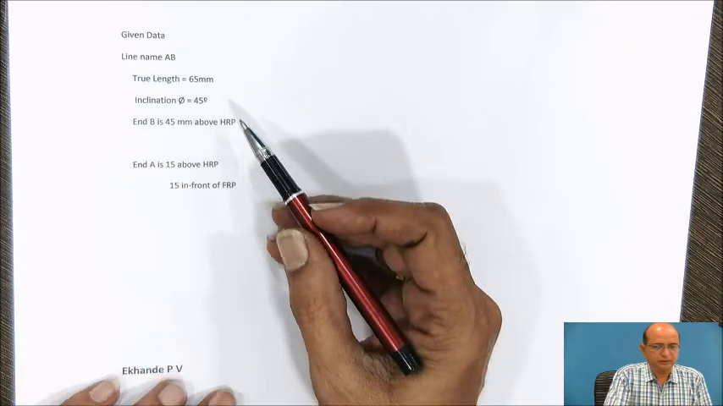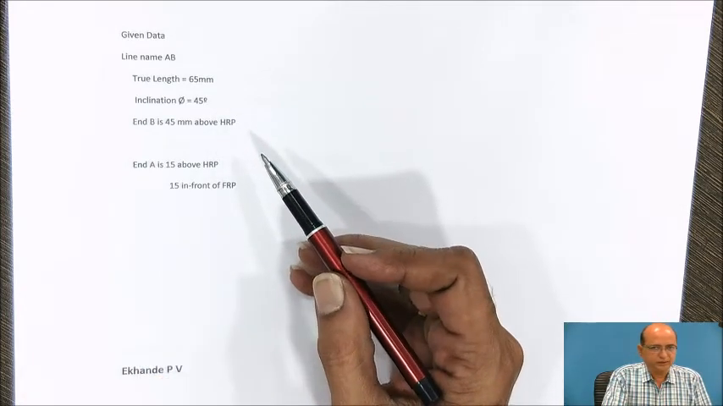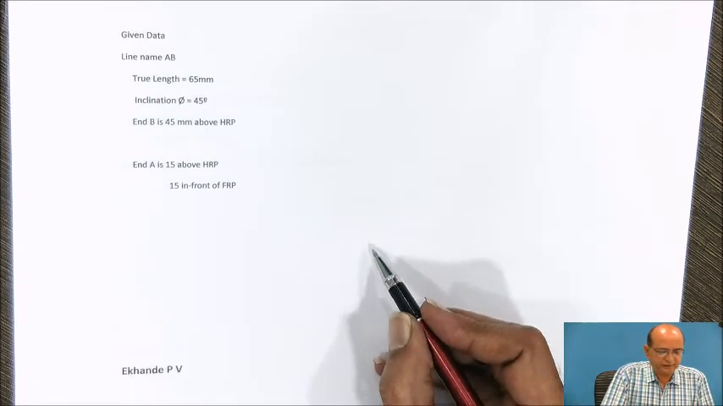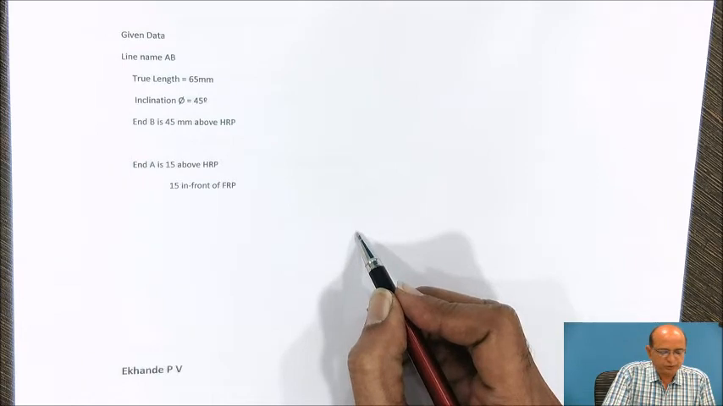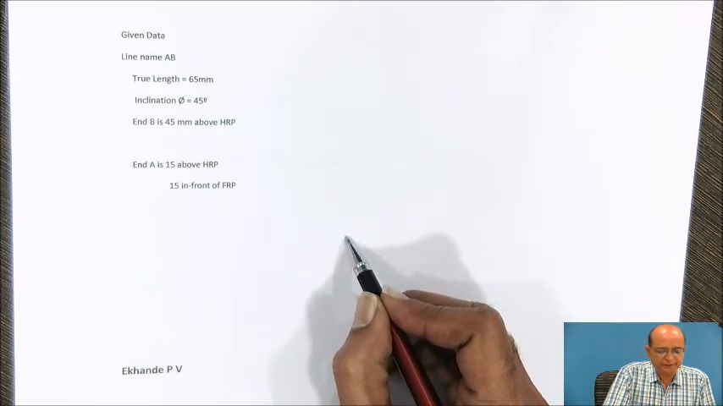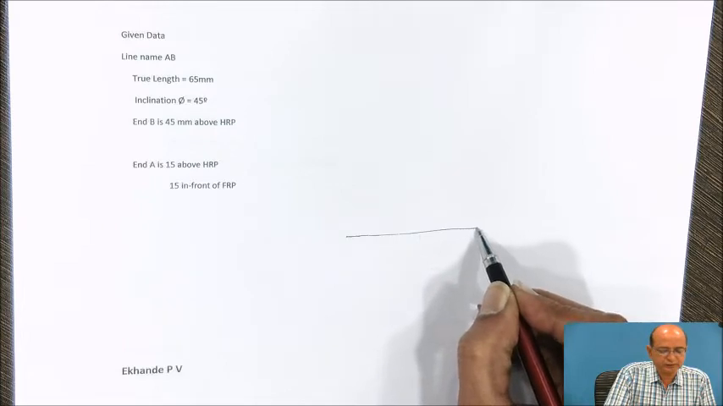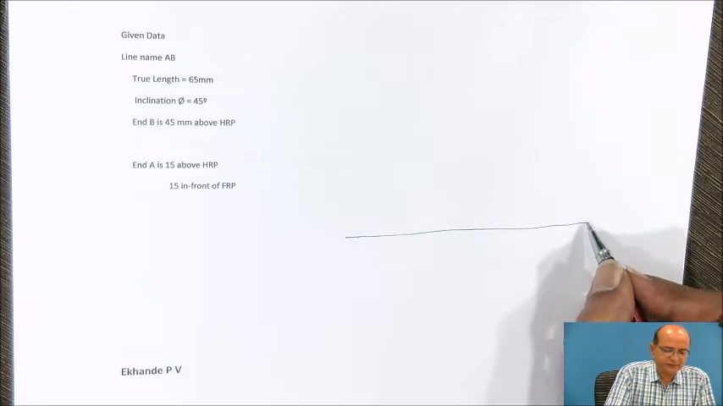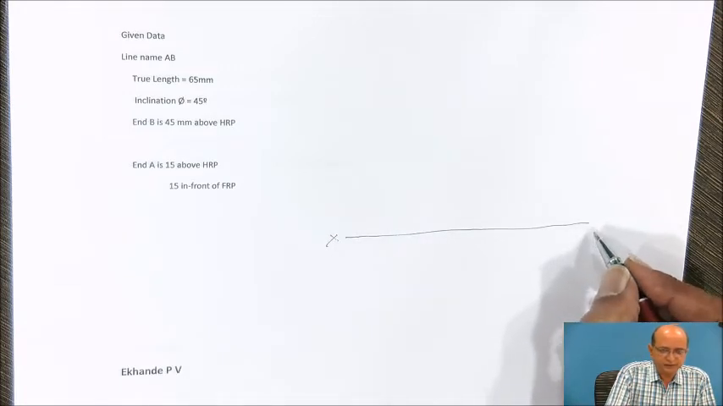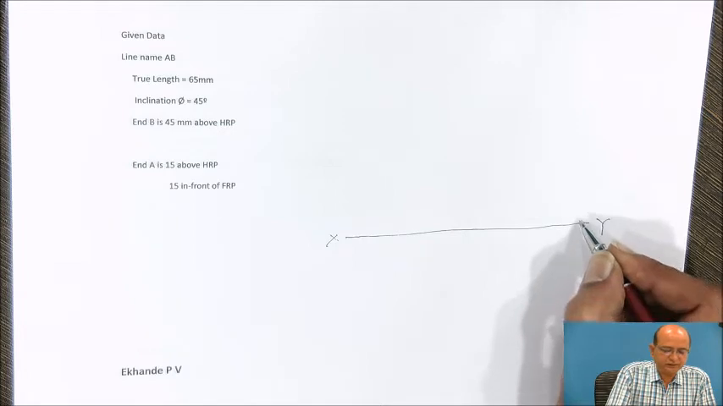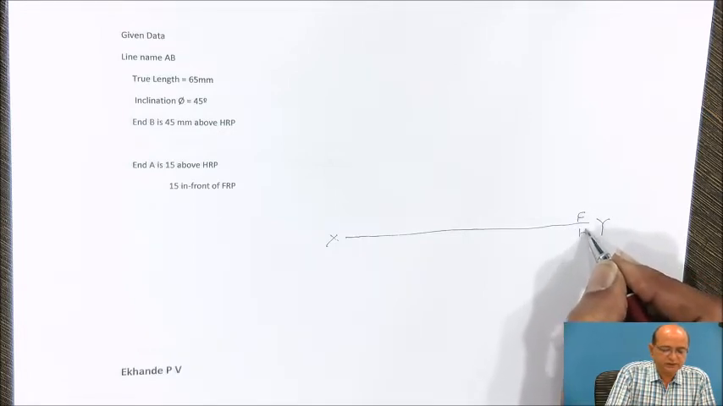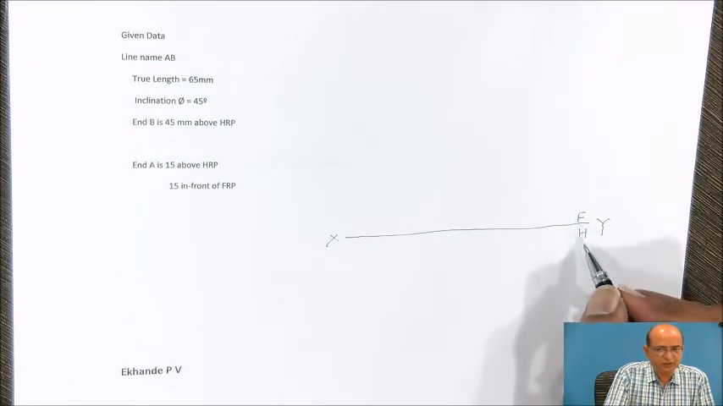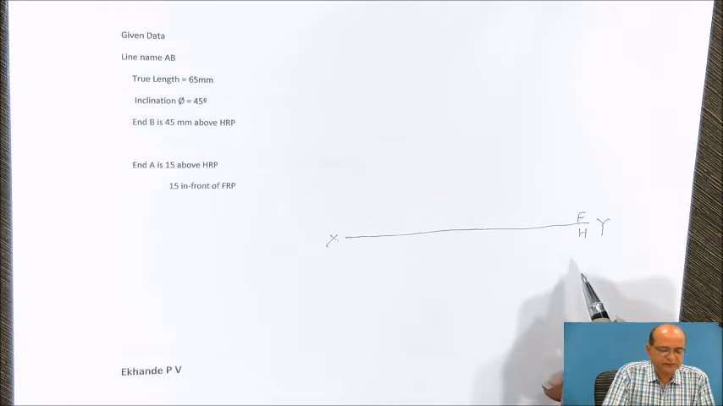Now here, as we have seen in the given data, line is written as AB. So first step is to complete the XY line. So here the reference line which we are considering as the XY line, we can call that the FH line also, means it is the intersection of frontal and horizontal plane, so we write that as the FH line.